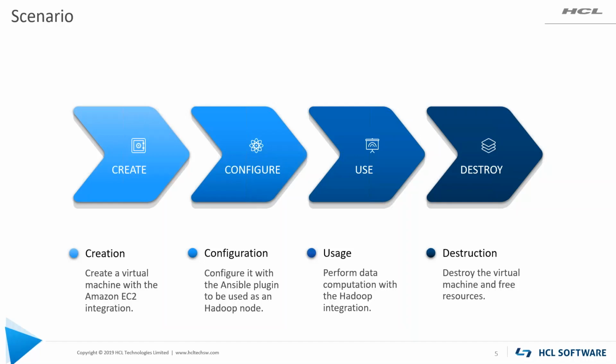Another example could be the same first two steps, creating a virtual machine and configuring it with Ansible, but this time we may use it to perform some machine learning training. So with Ansible we install libraries like pandas or something like that, and then we can use this newly created machine to train a dataset.